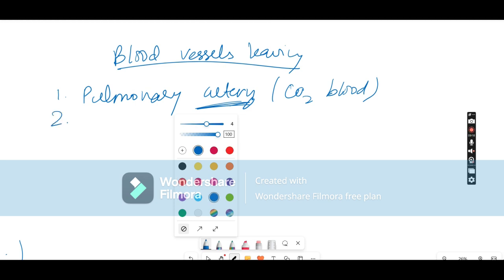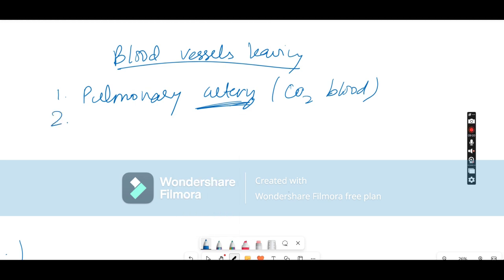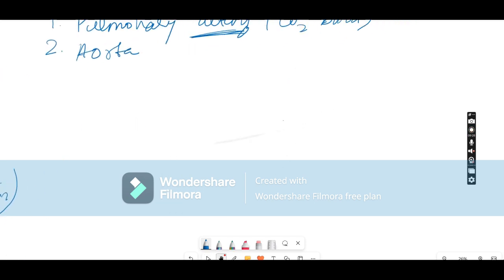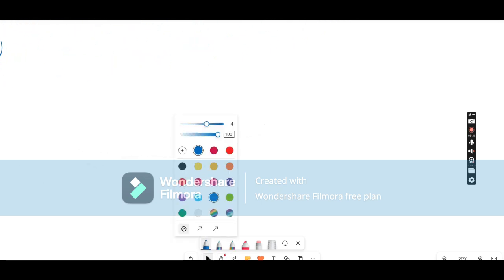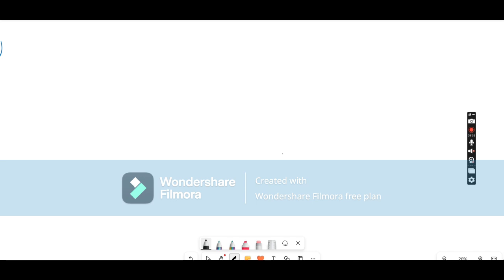Okay, so we have the pulmonary artery. We also have the aorta, which supplies blood throughout the body. Okay, now let us study the circulation of blood in the heart, which many students find to be confusing, but it is very simple.